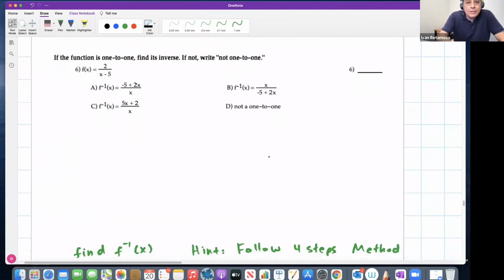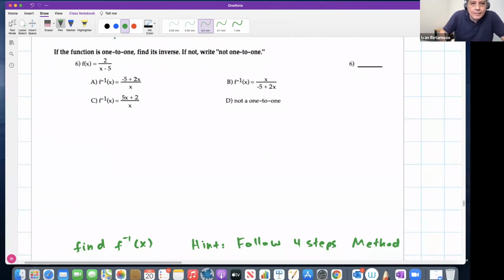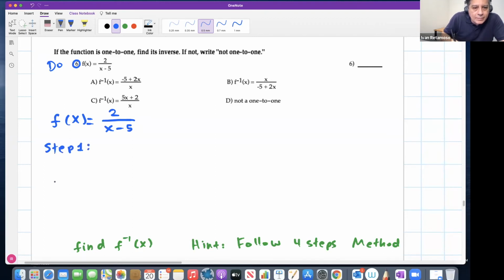Number 6. Can you try this? Do this now. Function here, f of x equal 2 over x minus 5. They are looking for the inverse function, right? Follow the 4 steps. Step 1, step 2, and so on. I see, I see. Students figuring this out.